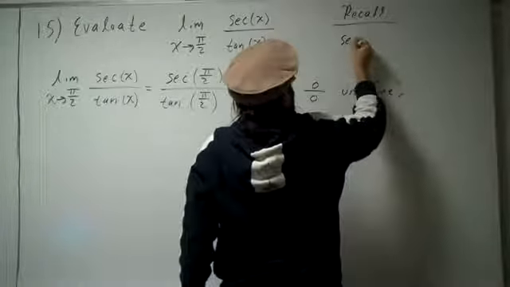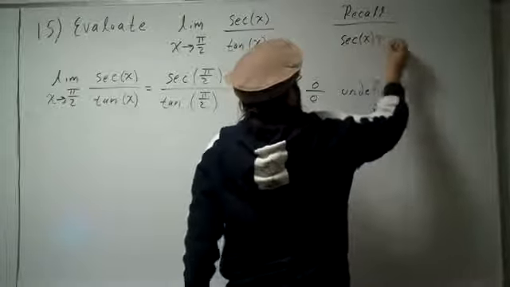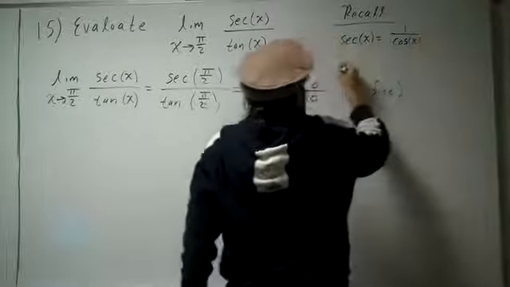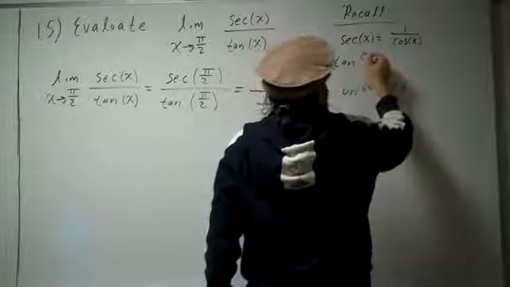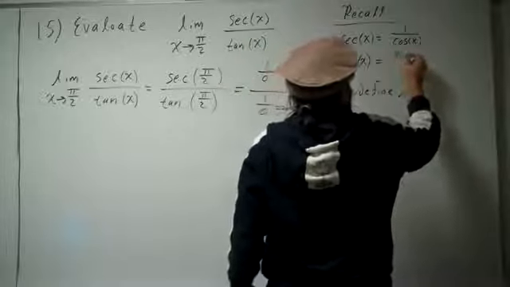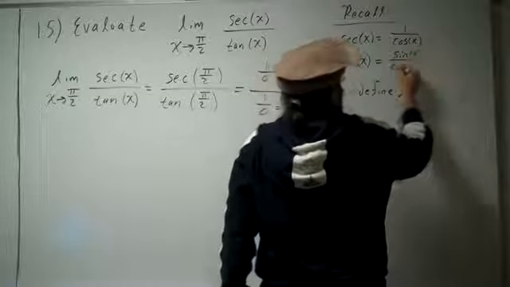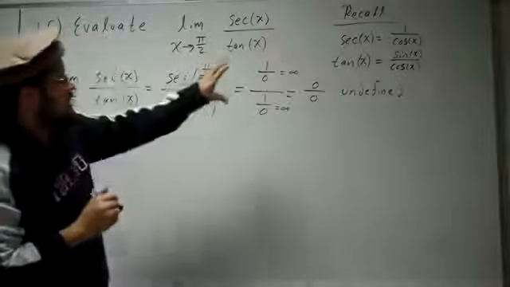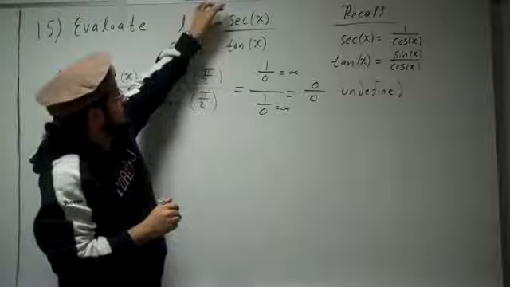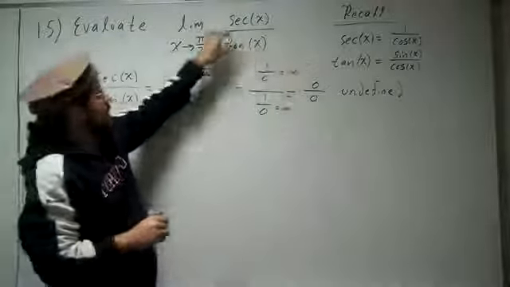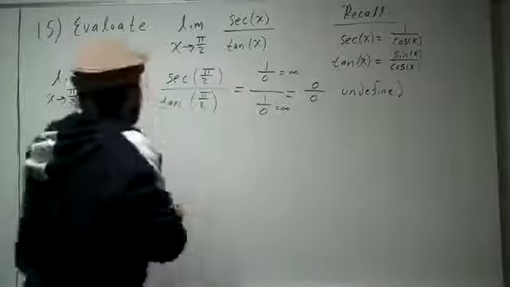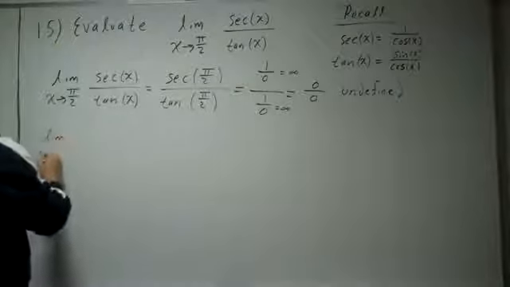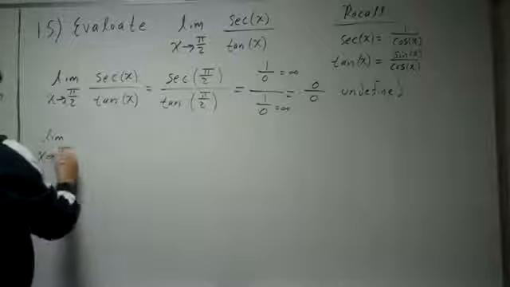We know that secant of an angle is equal to 1 over cosine of the angle, and we also know the tangent of an angle is equal to sine of the angle divided by cosine of the angle. So that's exactly what we're going to do. We're going to substitute 1 over cosine for secant, and sine over cosine for tangent. So we have the limit as x approaches pi over 2.